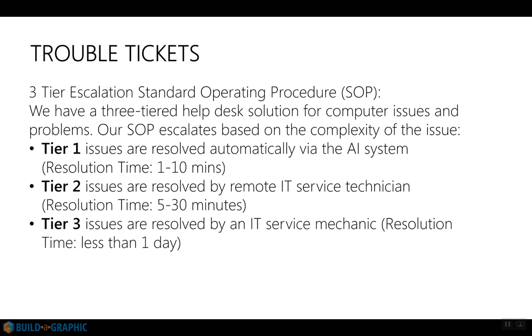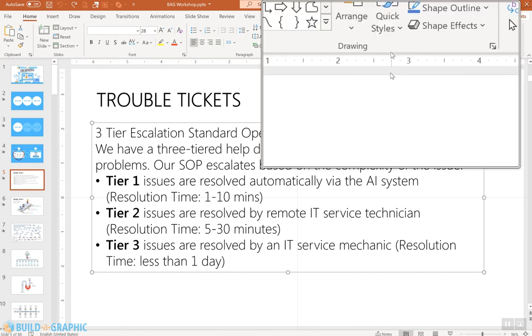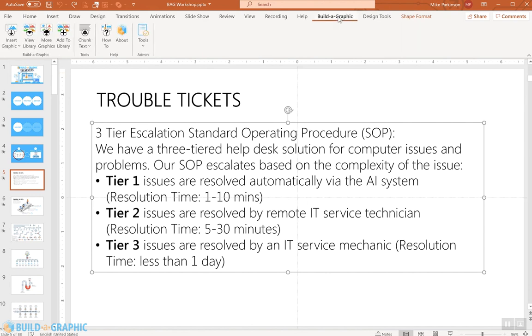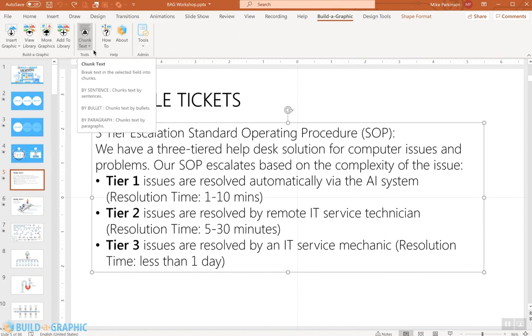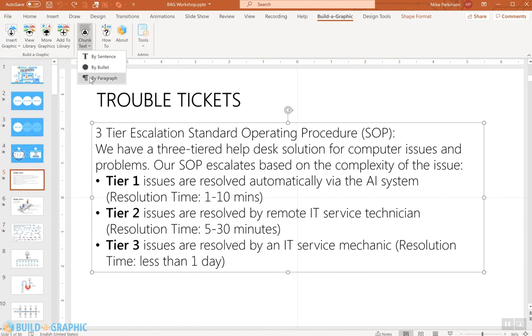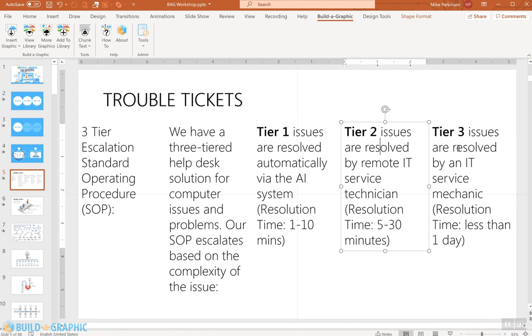How does it work? So if I were to take text on my slide, this is standard text that I would see. The first thing I'm going to do is go to my Build a Graphic tab in my ribbon right here, and I'm going to click on the Build a Graphic tab, and notice I have different tools. The first thing I'm going to do is chunk my text. It breaks the text into little bite-sized pieces. And I have 3 options. I can go by sentence, bullet, or paragraph. In this instance, I'm going to go by paragraph. So now you'll see every piece is broken up into its own discrete text box, or individual text box, I should say.